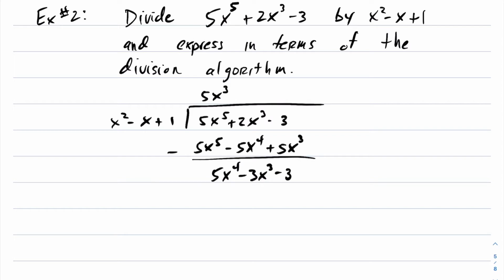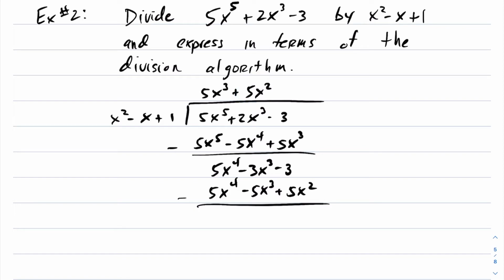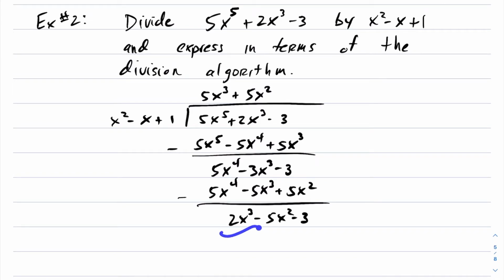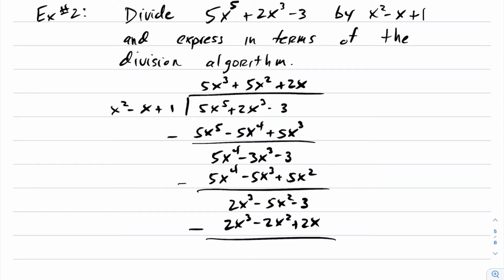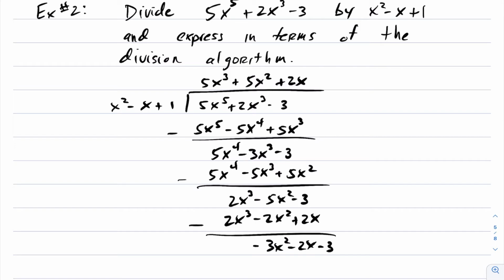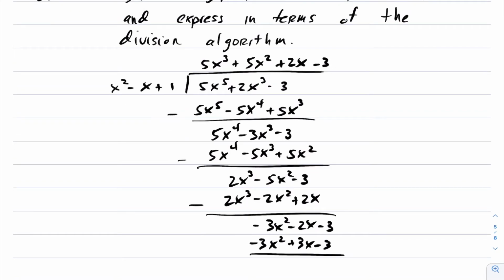Continuing on here, we get 5x squared will be the term that does it. And again, distributing that into this polynomial here, we have this expression. Subtracting, we get 2x cubed minus 5x squared minus 3. In this place here, we need to get a 2x cubed, so we will put in a positive 2x. Distributing, and subtracting, we get. Lastly here, putting down a minus 3 gives us, and subtracting, we end up getting a remainder of negative 5x.